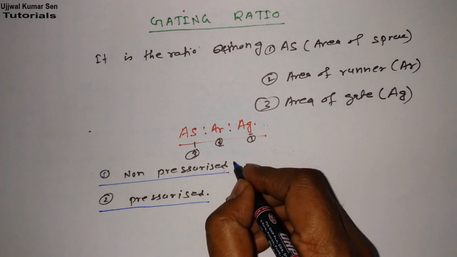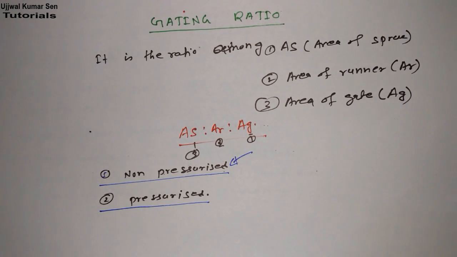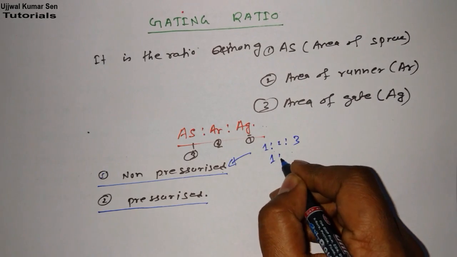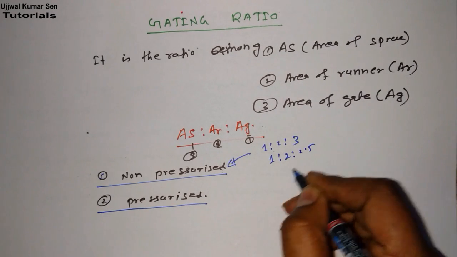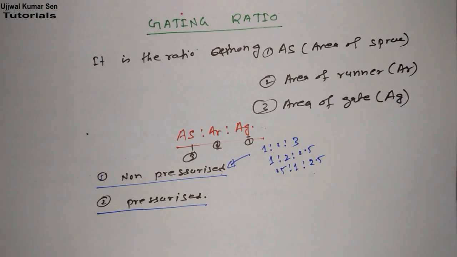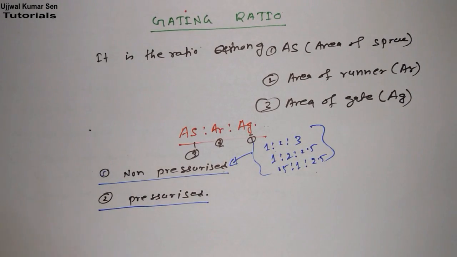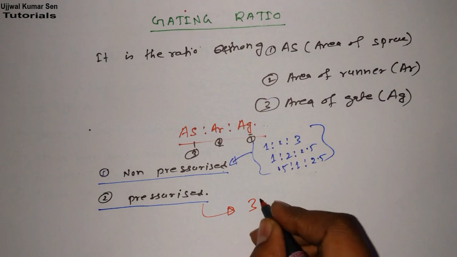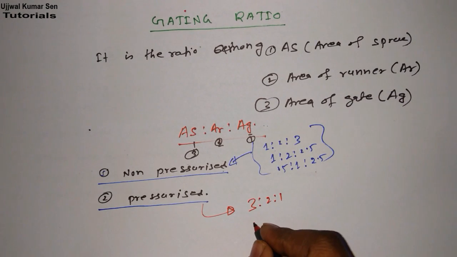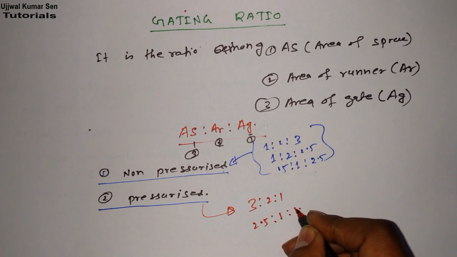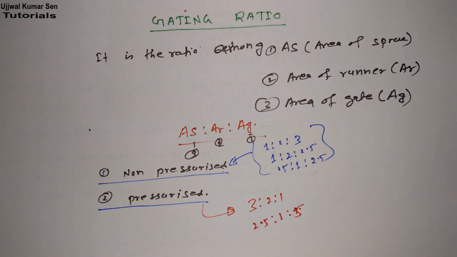If you want examples of a non-pressurized gating system, they are like this: 1:2:3, 1:2:2.5, 0.5:1:2.5. These are all examples of non-pressurized gating systems. And examples of a pressurized gating system are different, like 3:2:1 and 2.5:1:1.5.